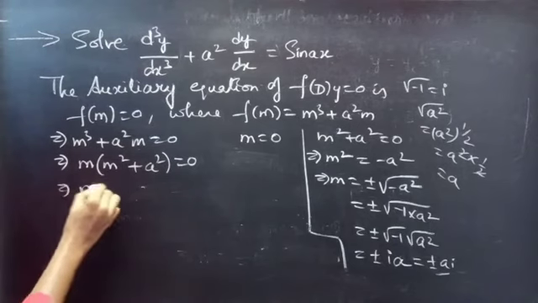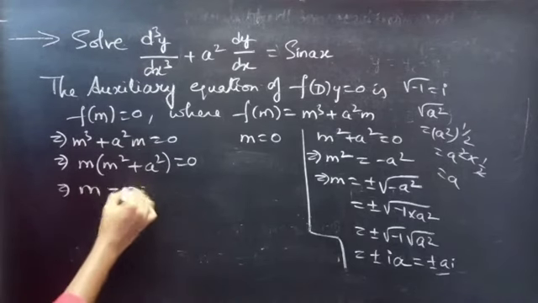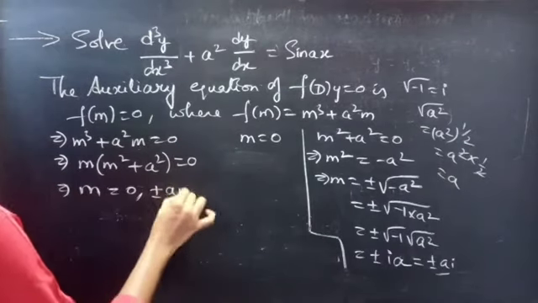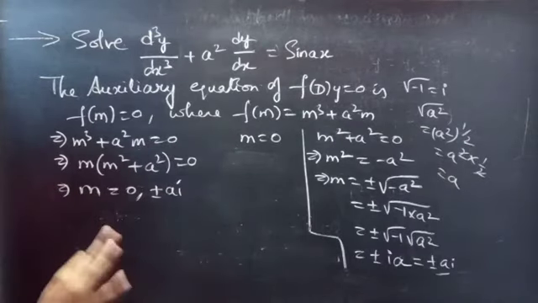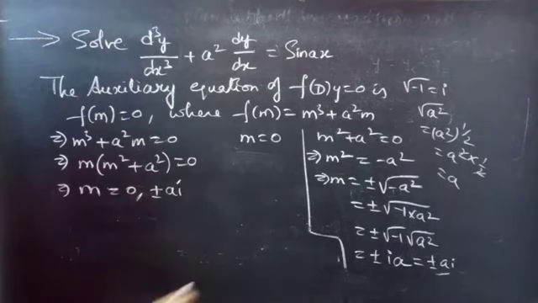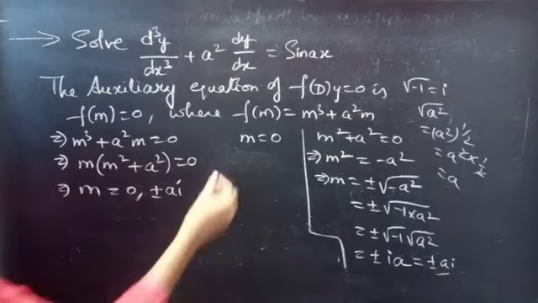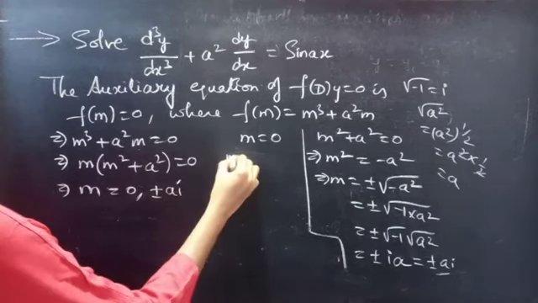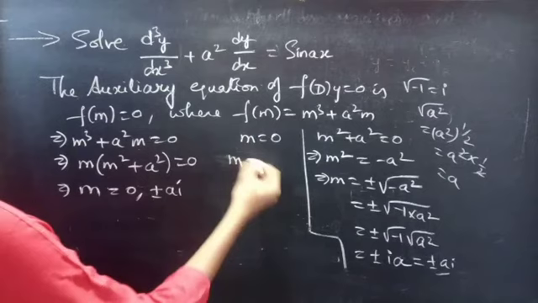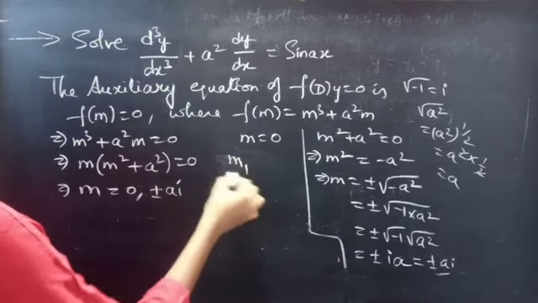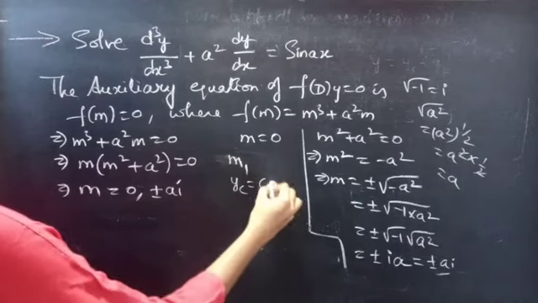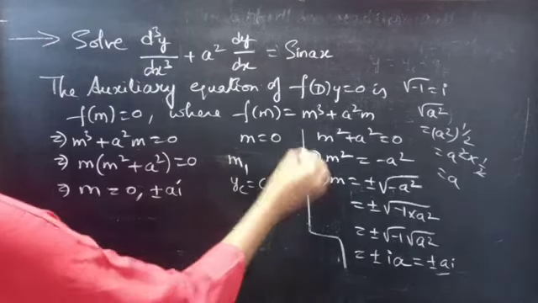So our roots will be m equals 0 and plus or minus ai, which means we have three roots: 0, plus ai and minus ai. When we have only one root, say m1, then the complementary solution will be yc equals c1 times e power that root into x, right?